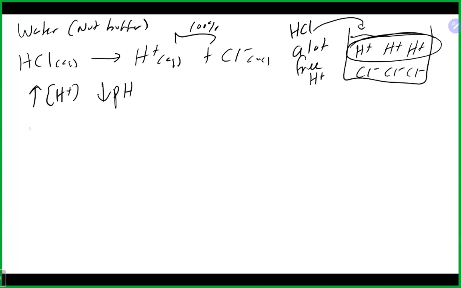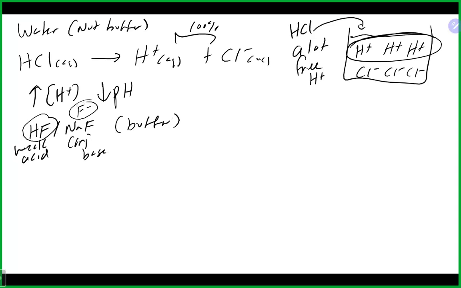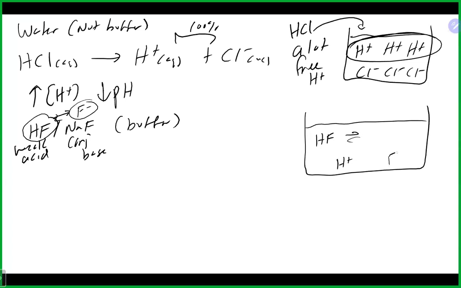Now, if you took something like a buffer, like we talked about, say HF and sodium fluoride, this is a buffer. That is a weak acid and the salt of its conjugate base. As we talked about, it's really the F minus and the HF that are the buffer part of it. The sodium is just a spectator ion that's hanging out, not doing much. But the difference is when you have that solution, unlike, say, water, you will have the HF in that solution. You'll have some H plus and you'll have F minus.